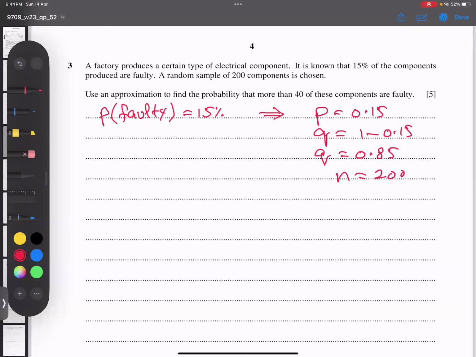And you know, students, whenever the approximation concept comes, what we do is find the mean. What is the method of finding the mean? np. n is 200, p is 0.15.